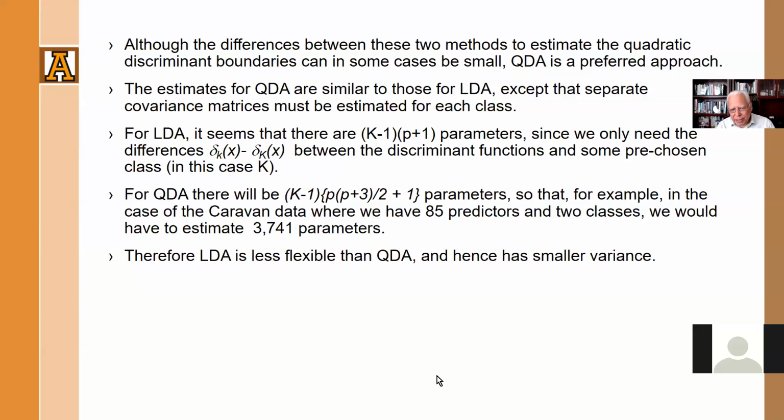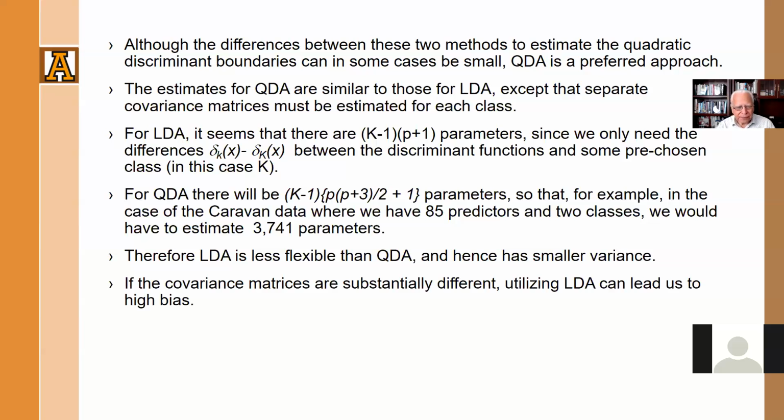LDA, we already said this thing. Linear discriminant analysis is less flexible than quadratic discriminant analysis, and therefore has a smaller variance, but may have larger bias. If the covariance matrices are substantially different, utilizing LDA will lead us to high bias. So if we in fact have very different variance-covariance matrices, and we use linear discriminant analysis, we may have very high bias.